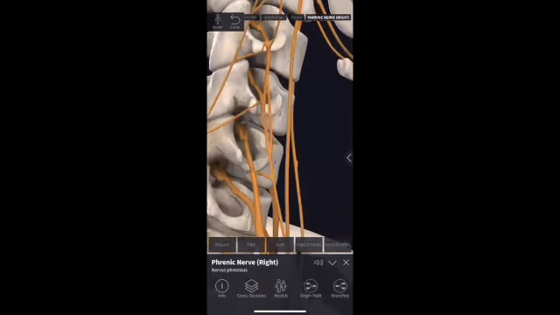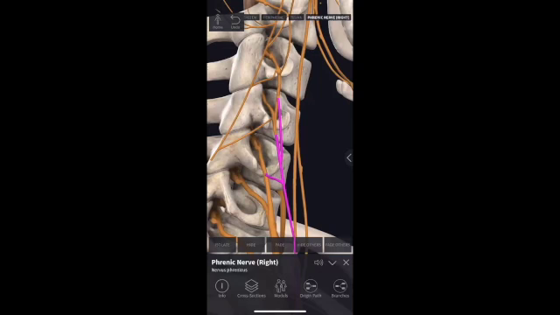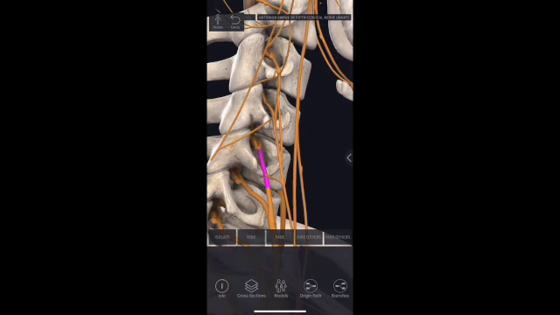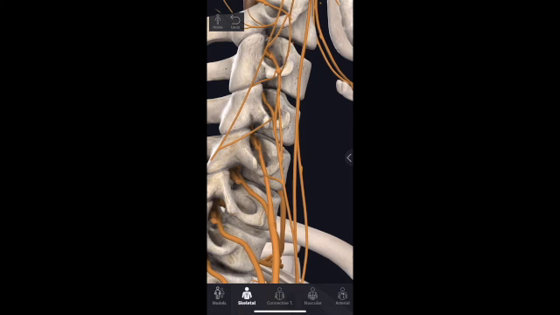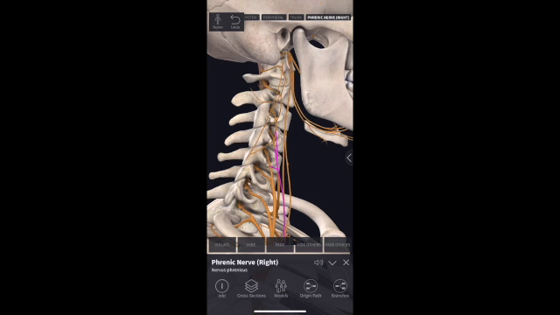So if I zoom in here really quickly, you can sort of see the little branches. Let me actually highlight right here for you so you can see. So right here we have the anterior ramus of the fifth cervical nerve, and that is what I mean when I say it branches from the anterior rami of C3 through C5. Lastly, the phrenic nerve passes superficially to the anterior scalene.